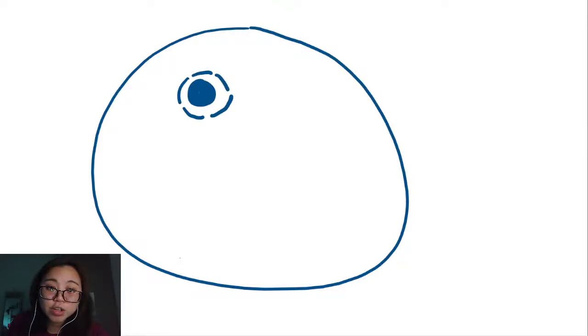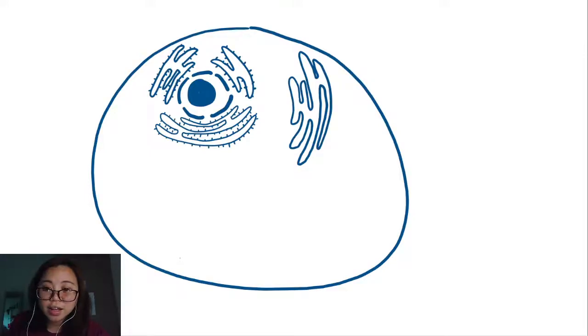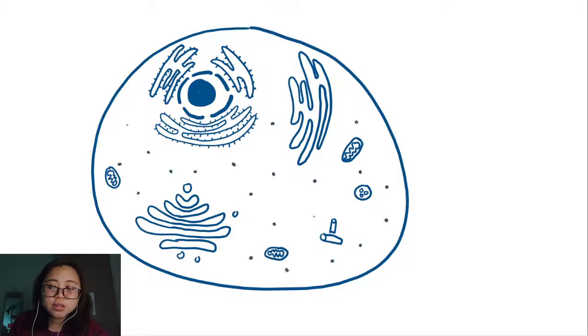I draw the nuclear envelope, and then I draw the rough endoplasmic reticulum, and another rough endoplasmic reticulum, another rough endoplasmic reticulum, and a smooth endoplasmic reticulum. I draw the Golgi body over here with the vesicles, and I draw some mitochondria, some lysosome, some centriole, and I add the rest of the ribosomes.